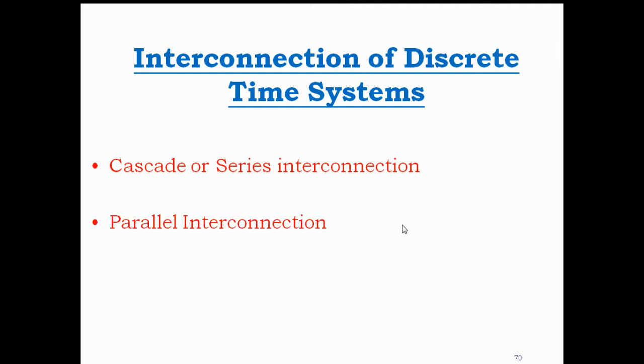Second is a parallel interconnection, when two different systems are connected in parallel. And the third one is a feedback interconnection. This is a quite well-known fundamental. When we have a system and a feedback is given from output to input one more time, how does it happen in terms of the system? You have already gone through all these things, but those systems were continuous. We are going to look at the same concept of series, parallel and feedback in a discrete time system.